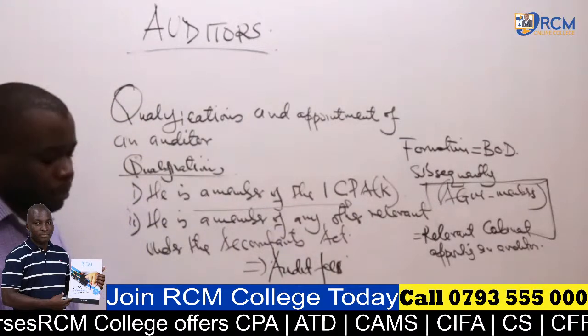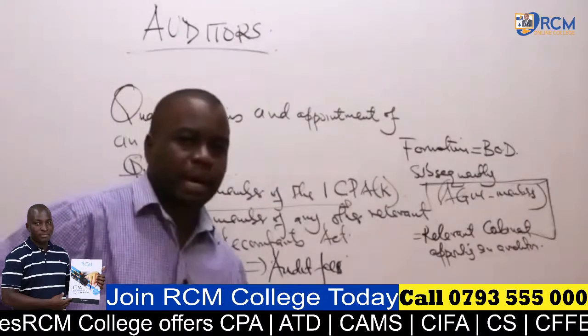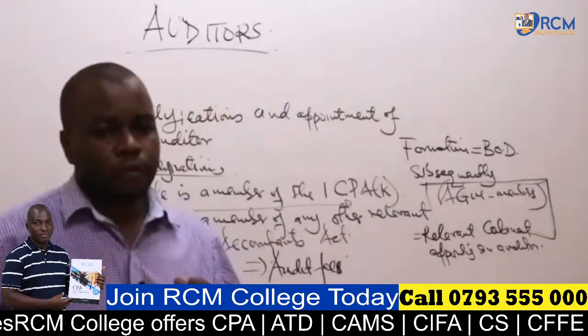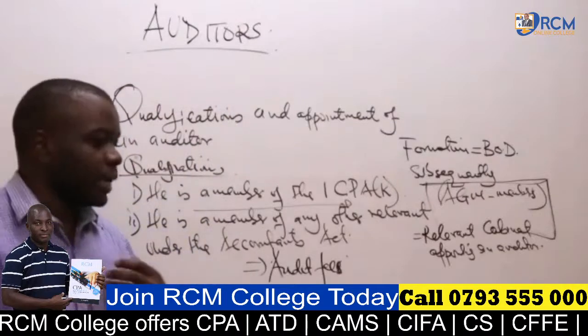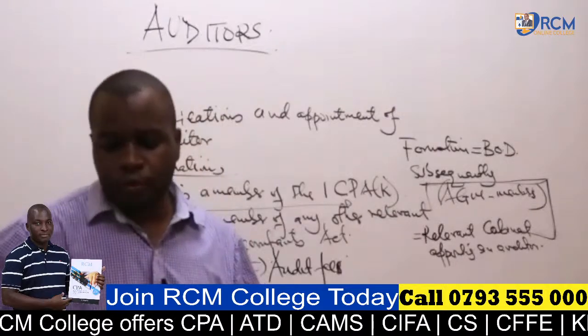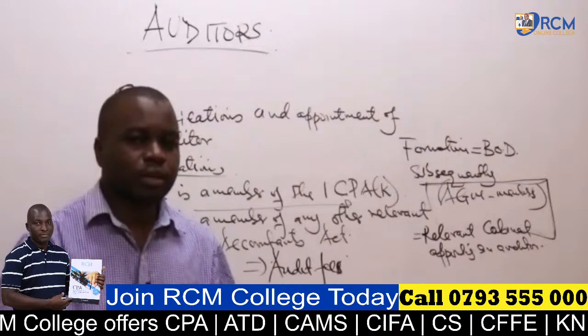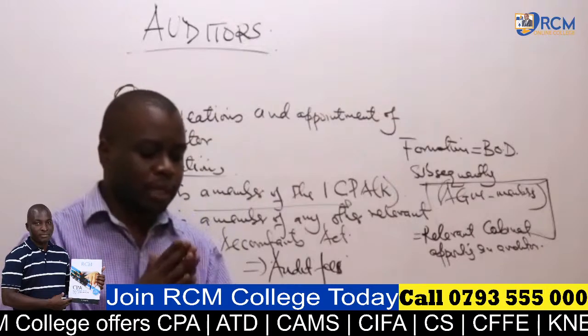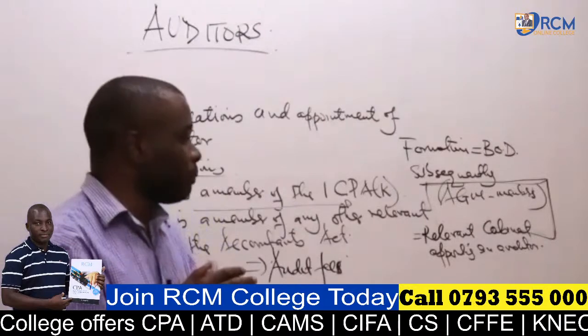Number two, you can talk about reimbursement of expenses incurred while carrying out his work as an auditor of the company. So we'll talk about the audit fees or reimbursement of expenses incurred while carrying out his work as an auditor of the company. That could be a way through which this particular auditor can be remunerated. So the remuneration could come in those ways: audit fees or maybe reimbursement of expenses.